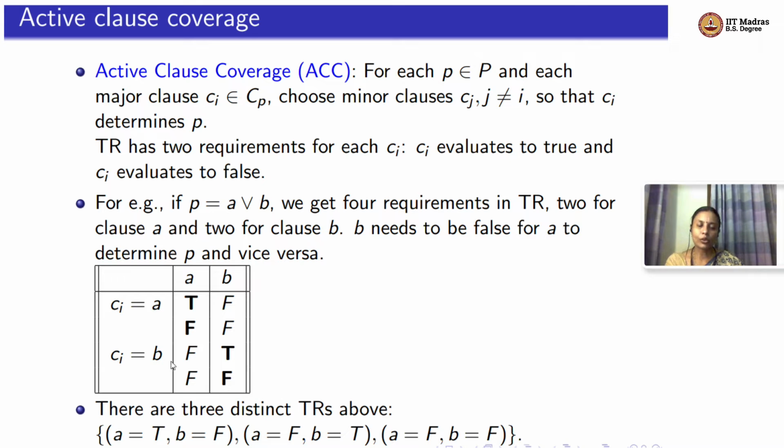So to summarize how to read this table, this predicate P equal to A or B has two clauses. Here A is the major clause. First case, A becomes true once, A becomes false once. For A to determine P, B stays false as a minor clause. In the second case, B becomes the major clause. B will become true once, false once, and for it to determine P, A as the minor clause stays false. That's this table.